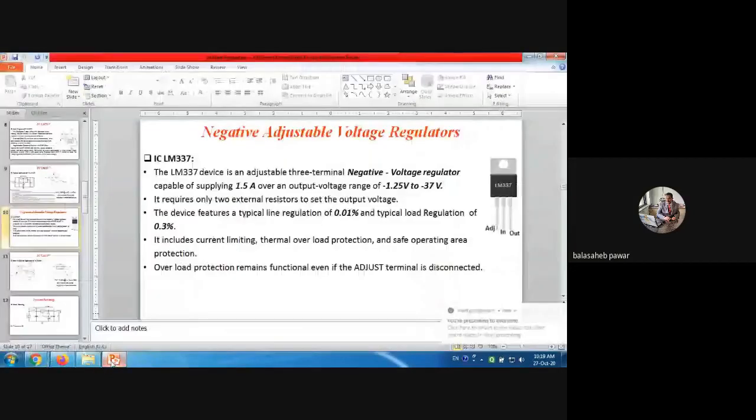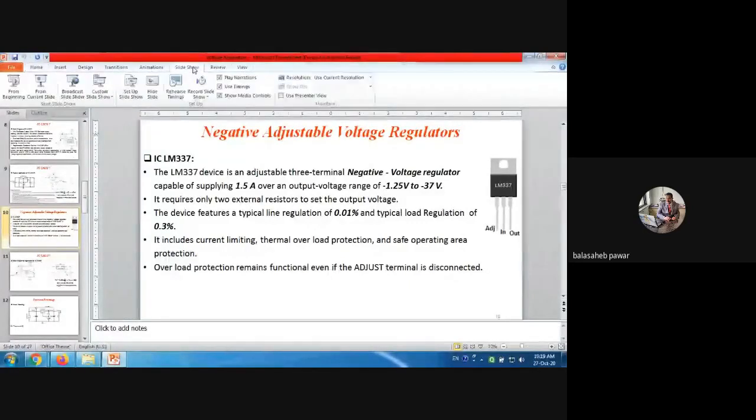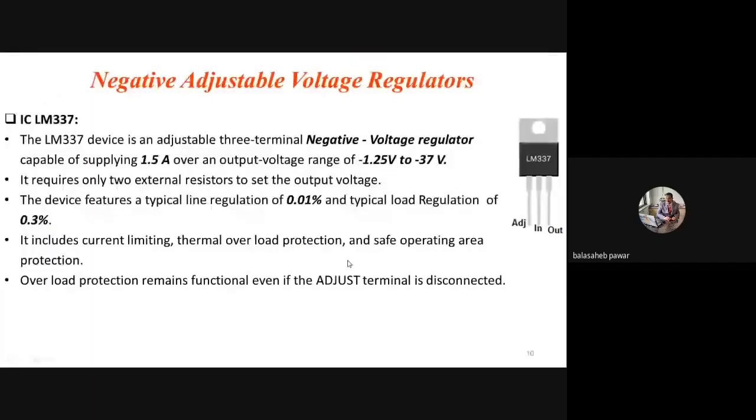For that LM317, the obtained output voltage we can vary from 1.25 volts to 37 volts. As it is a negative type of adjustable voltage regulator, here its output voltage we can vary from minus 1.25 volts to minus 37 volts. And the current sourcing capacity of this regulator is the same as our previously studied positive adjustable voltage regulator, LM317.